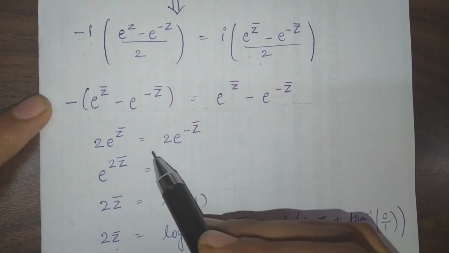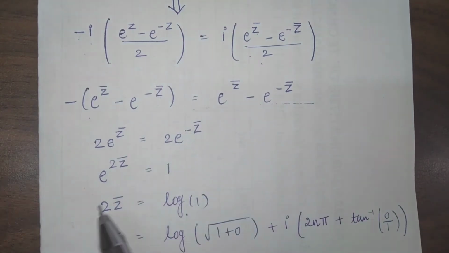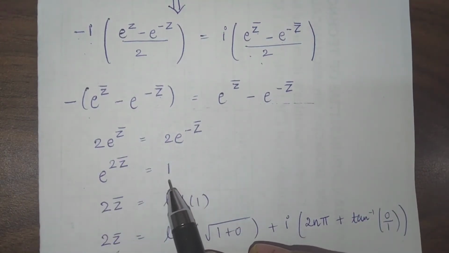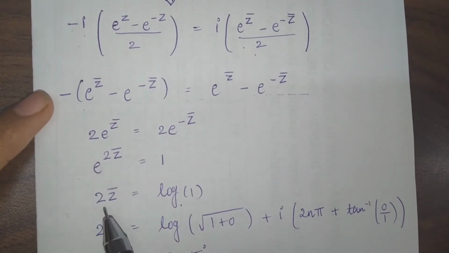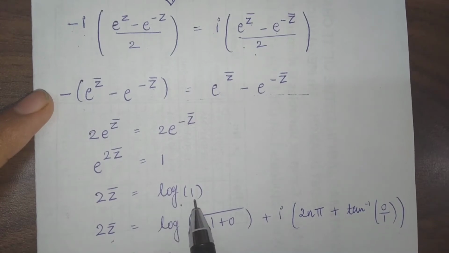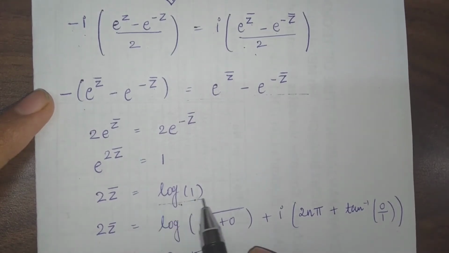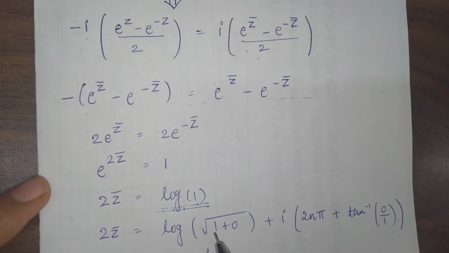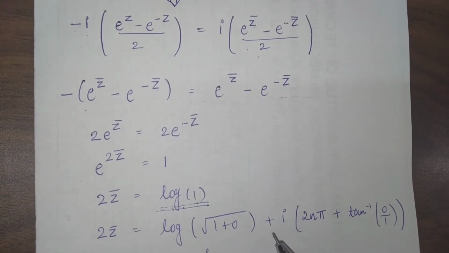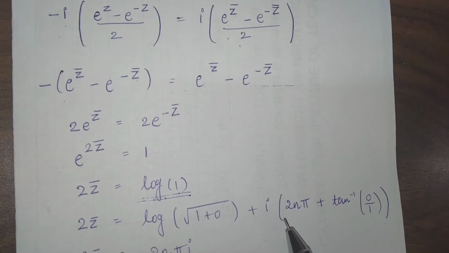If this 2 and 2 get cancelled, then we can write it as e^(2z conjugate) equivalent to 1. And if we want to remove the exponential from here, then we can write 2z conjugate equal to log 1. Again we have a log here, so we can apply the formula of roots of complex numbers. That is equal to log under root 1 plus 0, because here x is 1 and y is 0, plus i into 2n pi plus tan inverse 0 by 1.